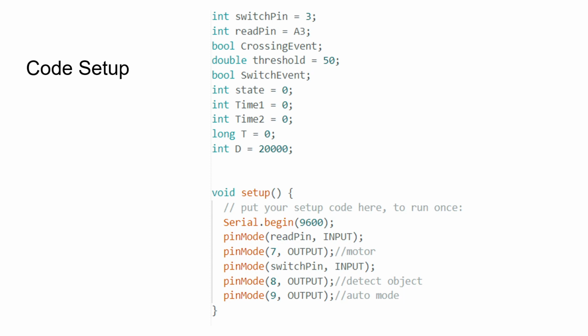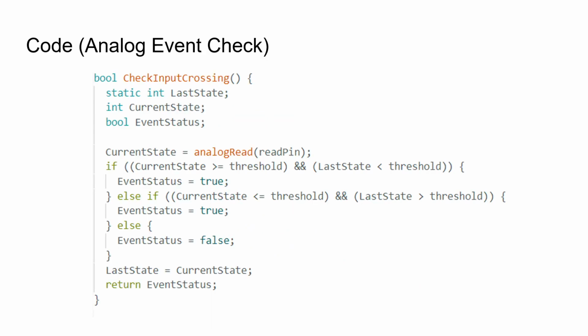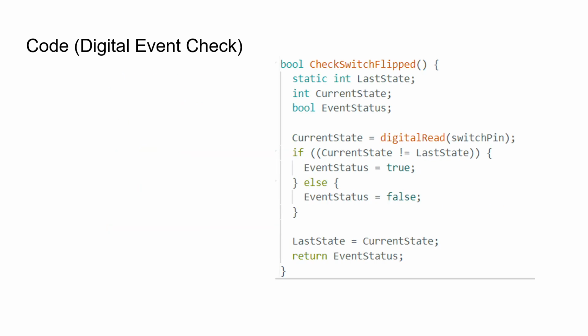In the void setup, you can see this again, the pin modes for each of the different pins mentioned before. These are the analog, this is the analog event checker. Not much to see here, but it is important to note this piece of the code. Similarly with the digital event, they're very simple pieces of code, but very important.